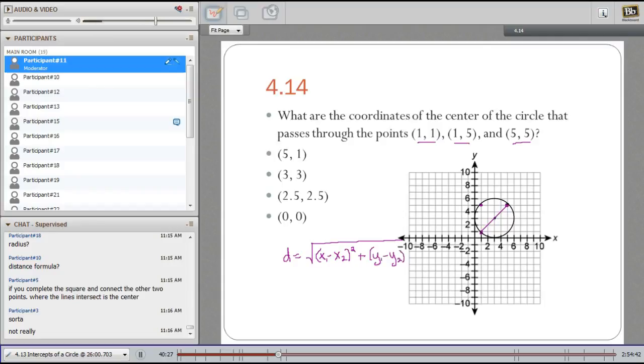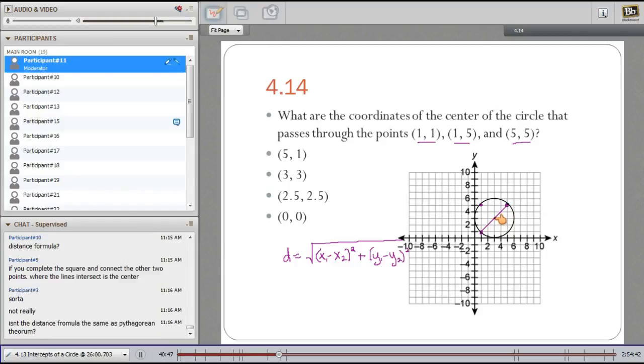But here's the distance formula. Okay, and you might have x2 minus x1 or y2 minus y1. It really doesn't matter. You're just subtracting those values. So we could find the distance between these points, take half of it, and then use the distance formula again to confirm that that is the center. It comes from the Pythagorean theorem, yes.